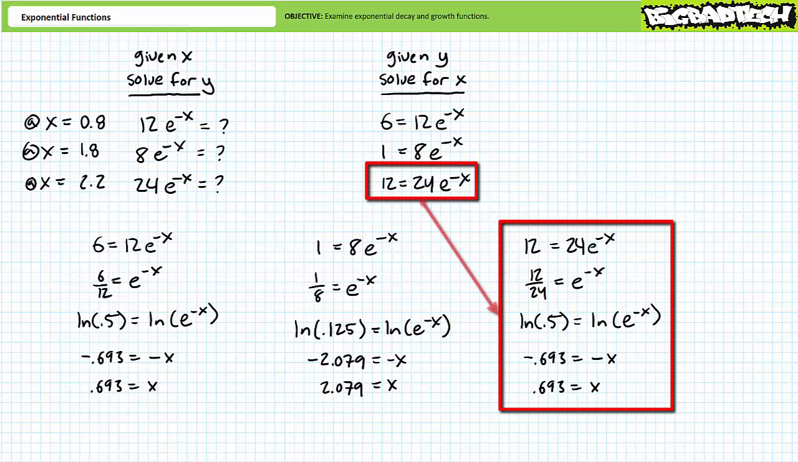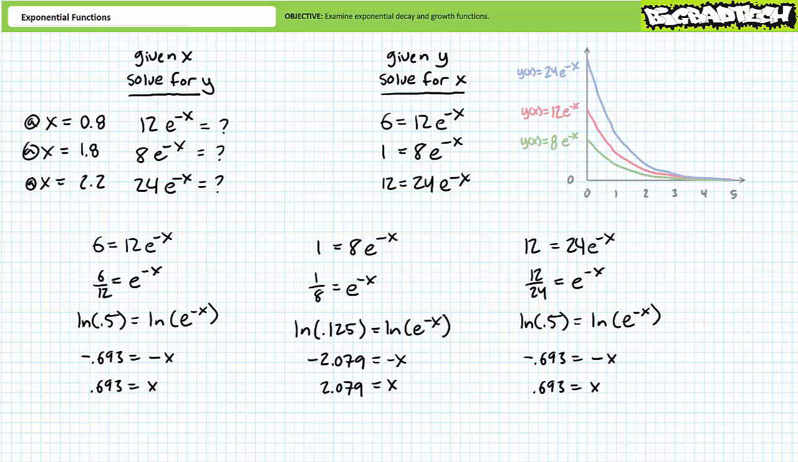Finally, at x equals roughly 0.693, 24 times e to the negative x should equal 12. This again agrees with our earlier observations. This all makes sense. 12 is half of 24, or 0.5.